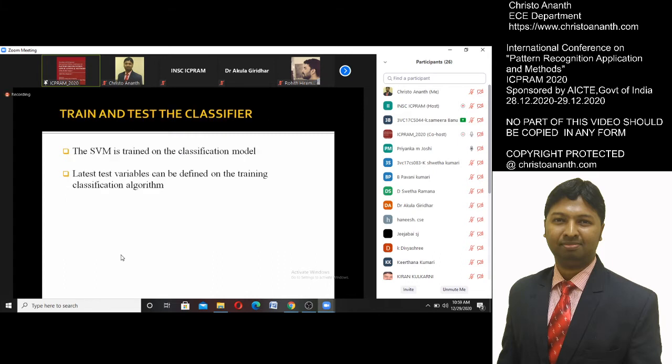Next is to train and test the classifier. After the selection of the kernel and modeling parameters, the SVM classifier is trained on the training set. Once the classifier is trained, it becomes capable of classifying new test values based on the trained classification model.